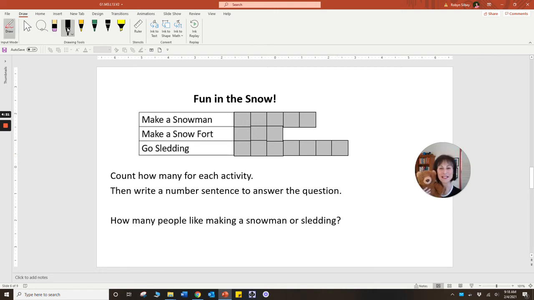Welcome back. Let's take a look. We had 5 people that made a snowman, 3 people that made a snow fort, and 7 people that went sledding. Now, how many people like making a snowman or sledding? We're looking at the first question right here at the bottom. So we're going to find the sum of these 2, snowman and sledding. Please write the number sentence on your whiteboards. Press play when you're ready to check.